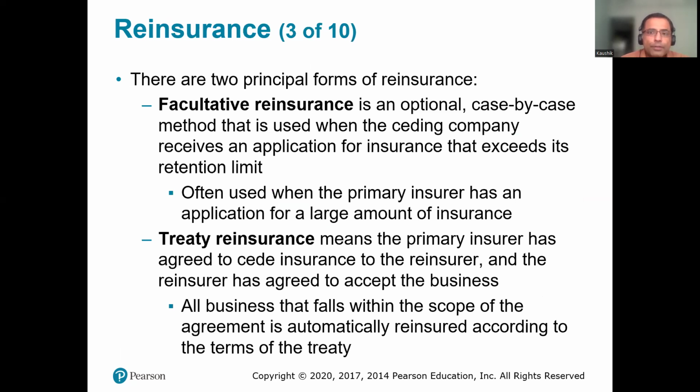So there are two types of reinsurance. One is called facultative reinsurance. In this case, the ceding company goes for reinsurance on a case-by-case basis, especially when it receives an application where the insurance amount is more than its retention. Treaty reinsurance means the ceding company and the reinsurer have pre-agreed terms based on which the ceding company will transfer excess losses to the reinsurer.